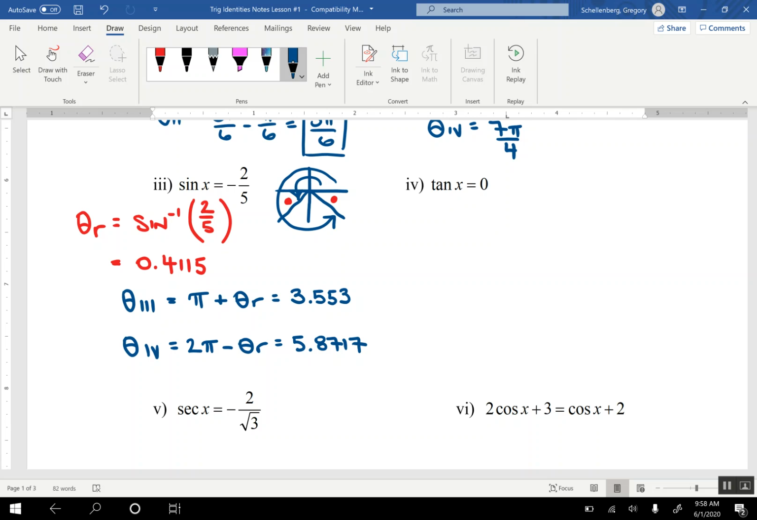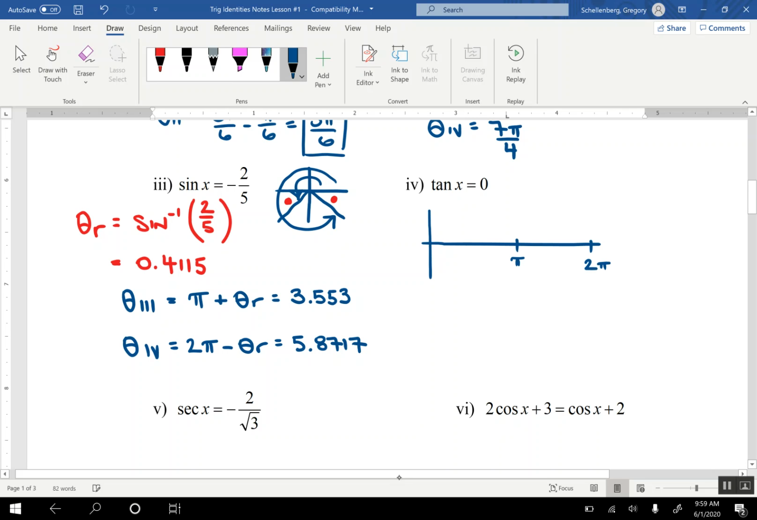Okay, the next one, we've got the tan of x is equal to 0. So for what value or values of x do we have a tan ratio of 0? Now for this, we're just going to draw our basic tan function between 0 and 2 pi. Okay, that's going to be the easiest way for us to figure this out. So we'll call this 2 pi. And so this here is going to be pi.